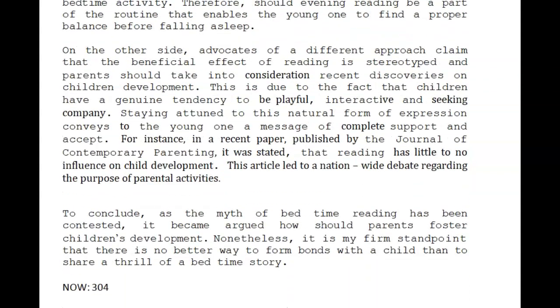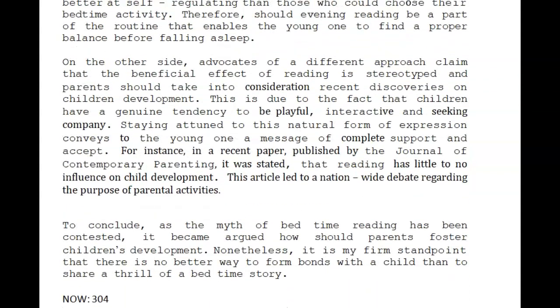Let me read your conclusion and we'll talk about it a little more, okay? So, to conclude, as the myth of bedtime reading has been contested, it became argued how parents should foster children's development. Nonetheless, it is my firm standpoint that there is no better way to form bonds with a child than to share a thrill of a bedtime story.